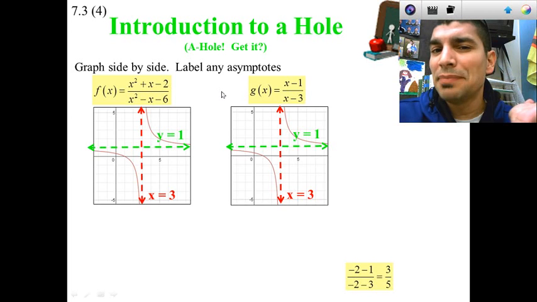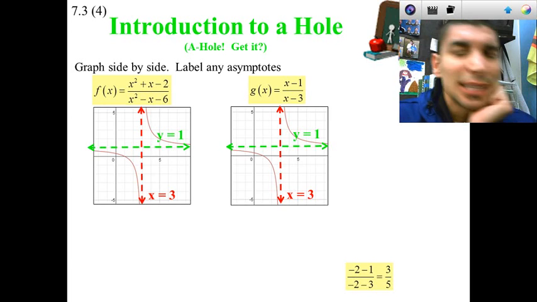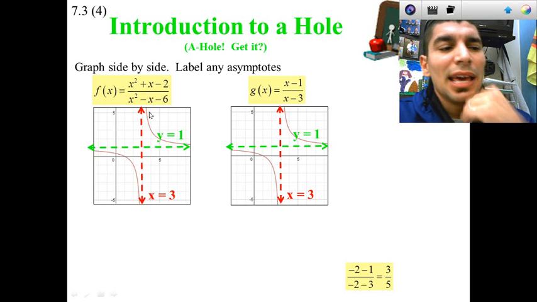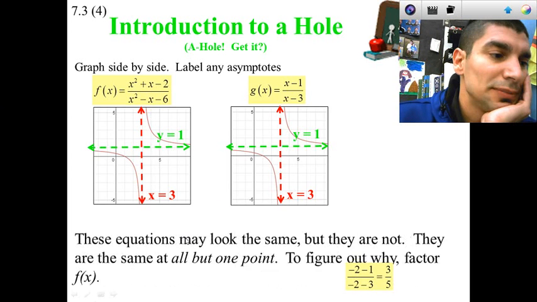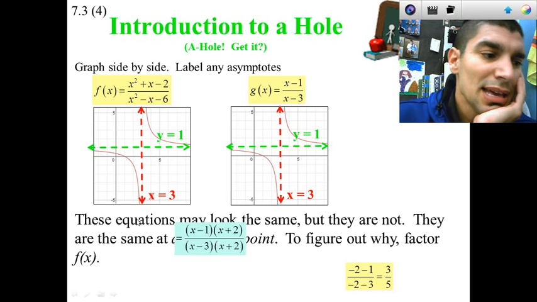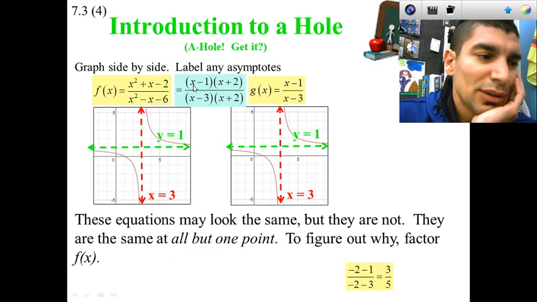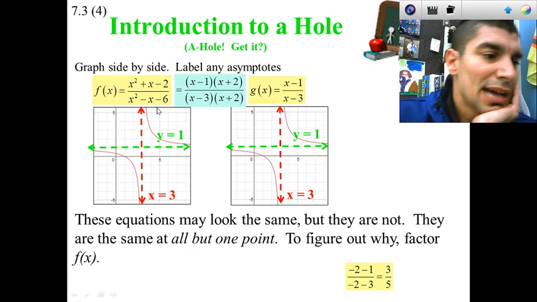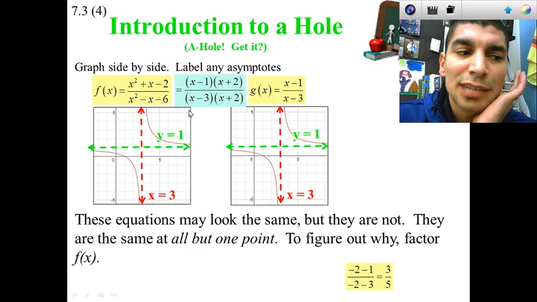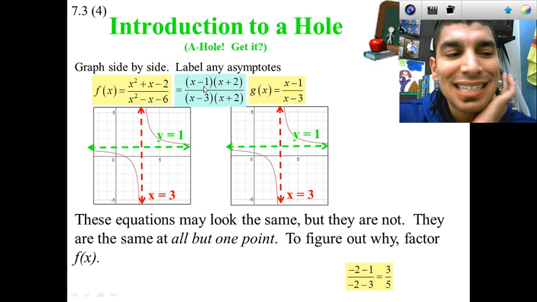Let's see. What happens if I take f of x and factor the numerator and factor the denominator? Let's take a look and see what that would look like. It says that the numerator, when I factor it, would be x minus 1 times x plus 2. Let's double check that real quick. I agree with that. And the denominator would be x minus 3 times x plus 2. I agree with that. So this f of x is the same thing as this blue equation over here that I'm pointing at. And this looks very similar to that.